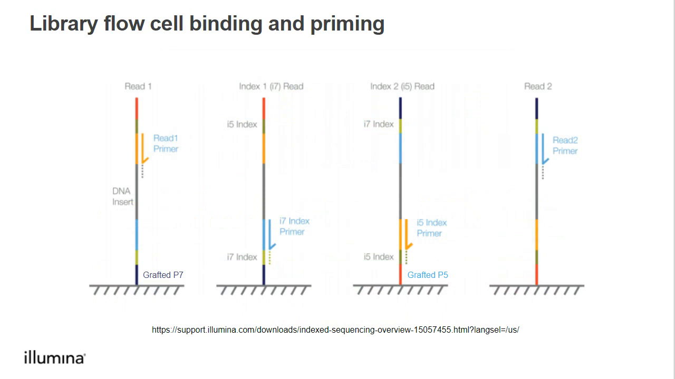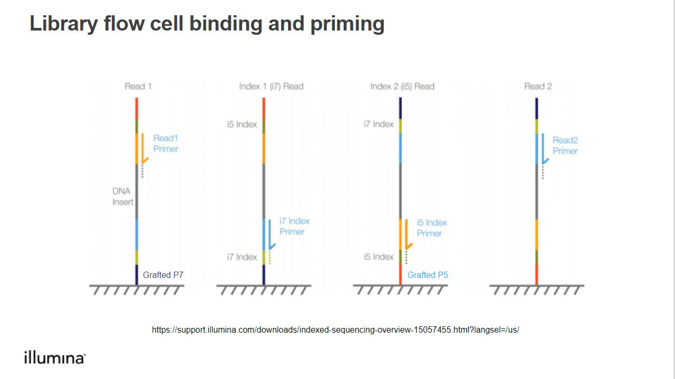Here we see how the adapters are used during sequencing. The red and the dark blue fragments at the very ends of the library, the P5 and P7 sequences, are critical for binding to the flow cell within the sequencer. The light and dark green regions are the index sequences, which help us to identify the data for each sample.